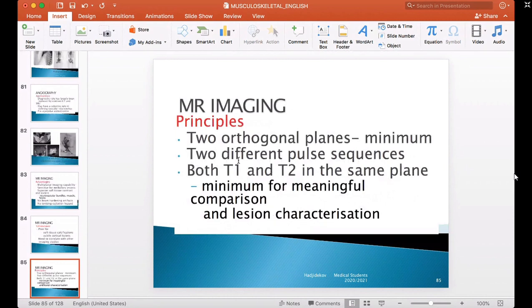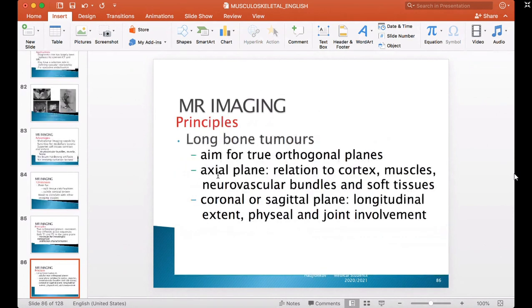The main principle of the method is we obtain images in two orthogonal planes, minimum two, better three: sagittal, axial, or coronal plane. And usually we use both sequences, T1 and T2, in the same plane, as a minimum for meaningful comparison and for tissue characterization. The long bone tumors can be scanned. The aim is to have it in the true orthogonal planes, in axial plane, to see the relation to the cortex, the relation to the muscles, the neurovascular bundles, and the soft tissue.